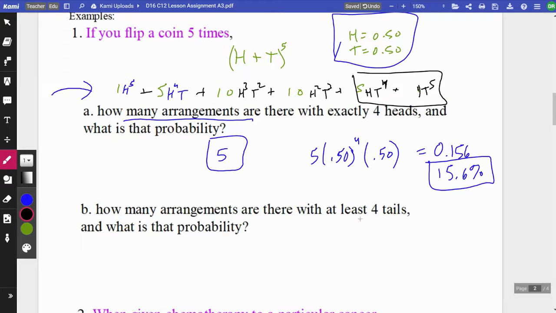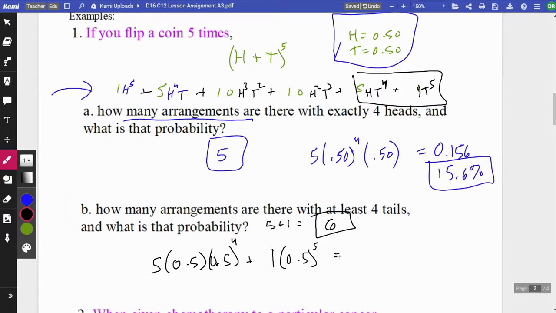And what is the probability? So we have 6 different arrangements with at least 4 tails, 5 plus 1. And then what's the probability? Okay, 5 times 0.5 to the 4th power, be consistent here, plus 1 times 0.5 to the 5th power. So I have to add up both of those.